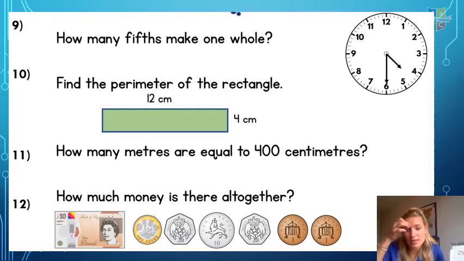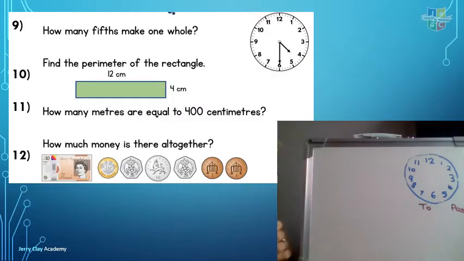And finally, how much money is there altogether? So write it down, add it all up and tell me how much altogether. Once you've done that, press play and we'll see if you've got it correct. Okay, so let's have a look.